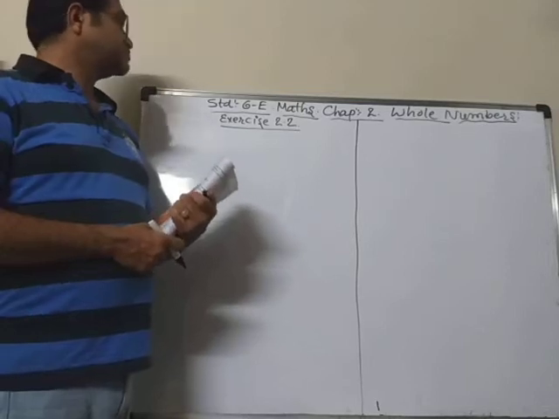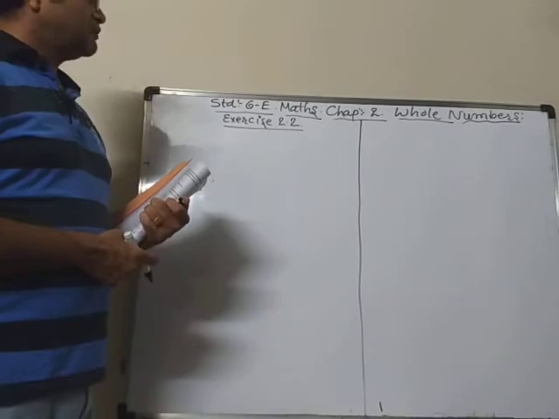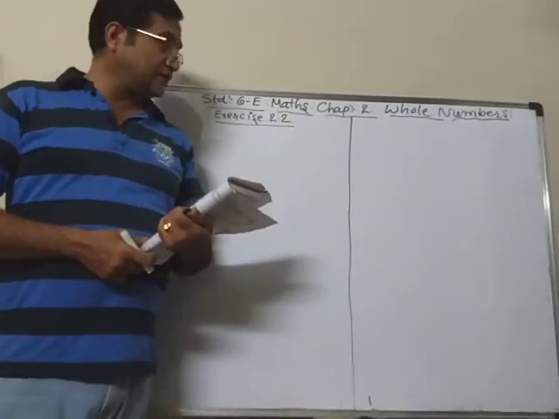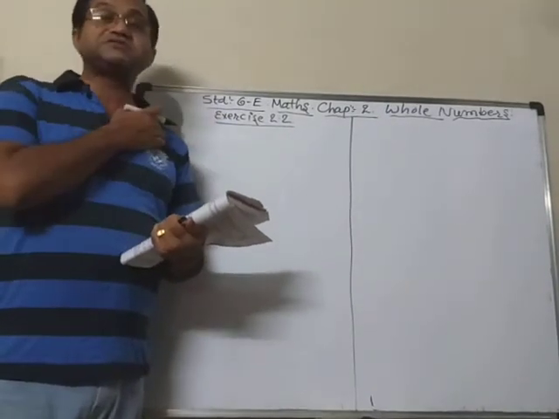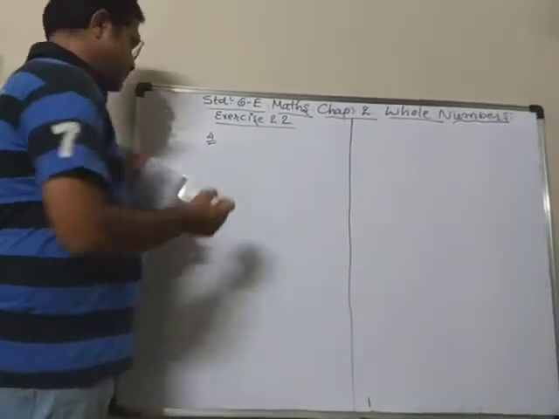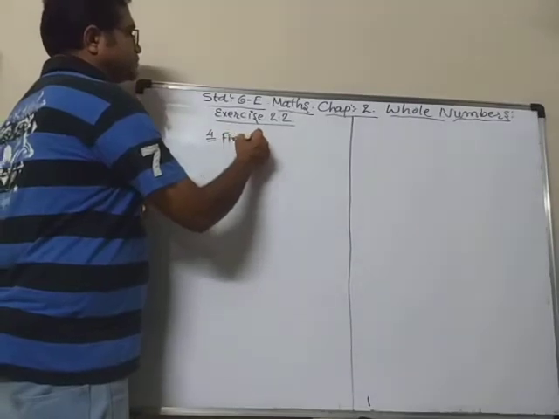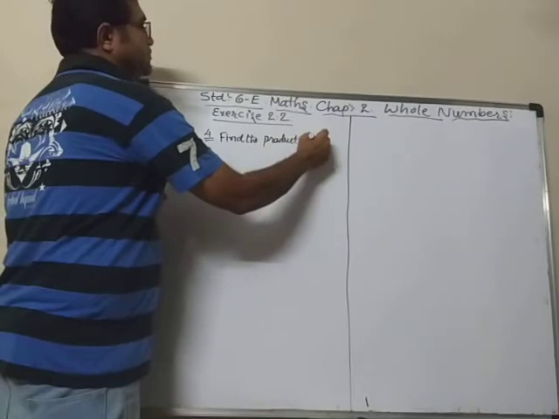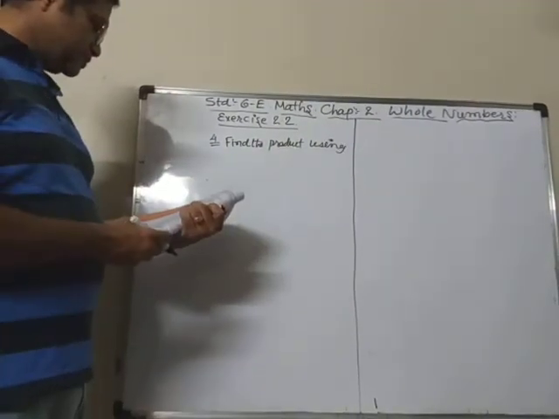Students, standard 6th English medium maths. We are busy with chapter 2, whole numbers. And in exercise 2.2 we have done the first 3 questions. Now we are going to do the fourth one. It says, find the product using suitable properties.